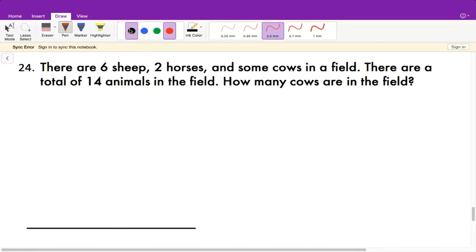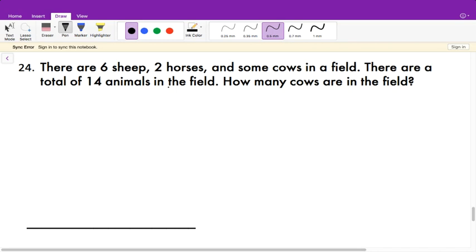Okay, we're on number 24. We only have 2 more problems of the test left. So let's go ahead and read number 24. There are 6 sheep, 2 horses, and some cows in a field. There are a total of 14 animals in the field. How many cows are in the field?